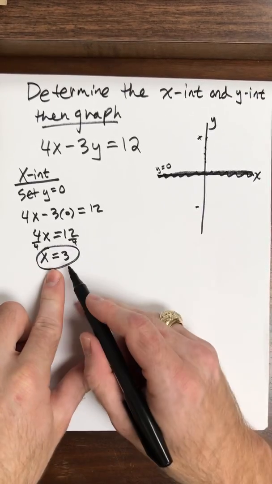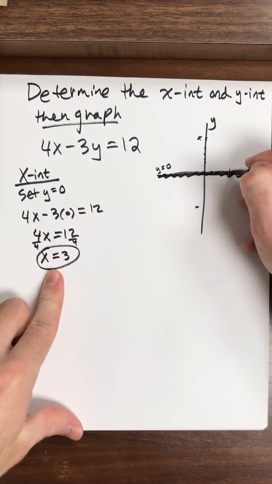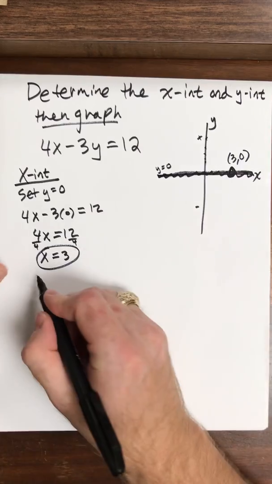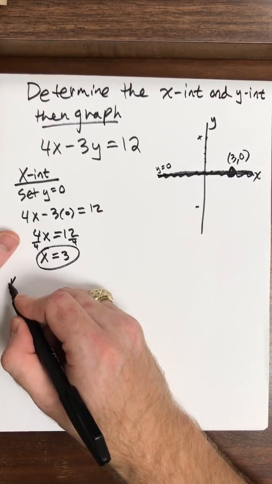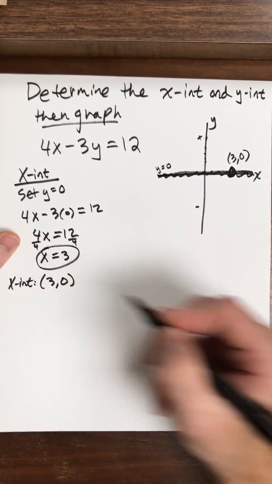Now my intercept is not x equals 3, but it's a location. It's a location of 3, 0. So the intercept is 3, 0. All right.